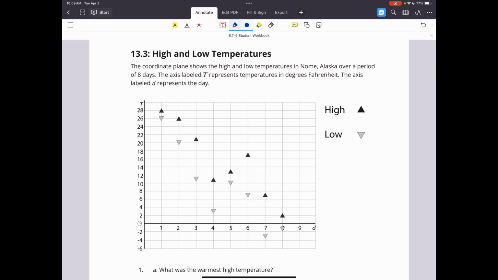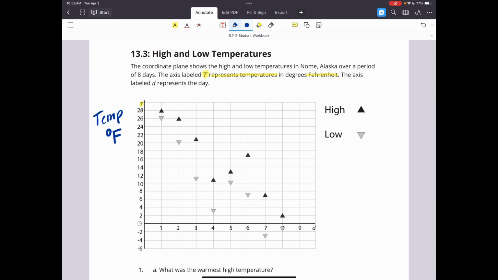So for this one, it says the coordinate plane shows the high and low temperatures in Nome, Alaska over a period of 8 days. The axis labeled T represents temperatures in degrees Fahrenheit. The axis labeled D represents the day. So when I look at T, that means T represents the temperature in Fahrenheit. So we're going to put degrees, switch over to my pen, degrees Fahrenheit. So that's telling me that that's the temperature. And I label that just so that I can see clearly what that axis talks about.